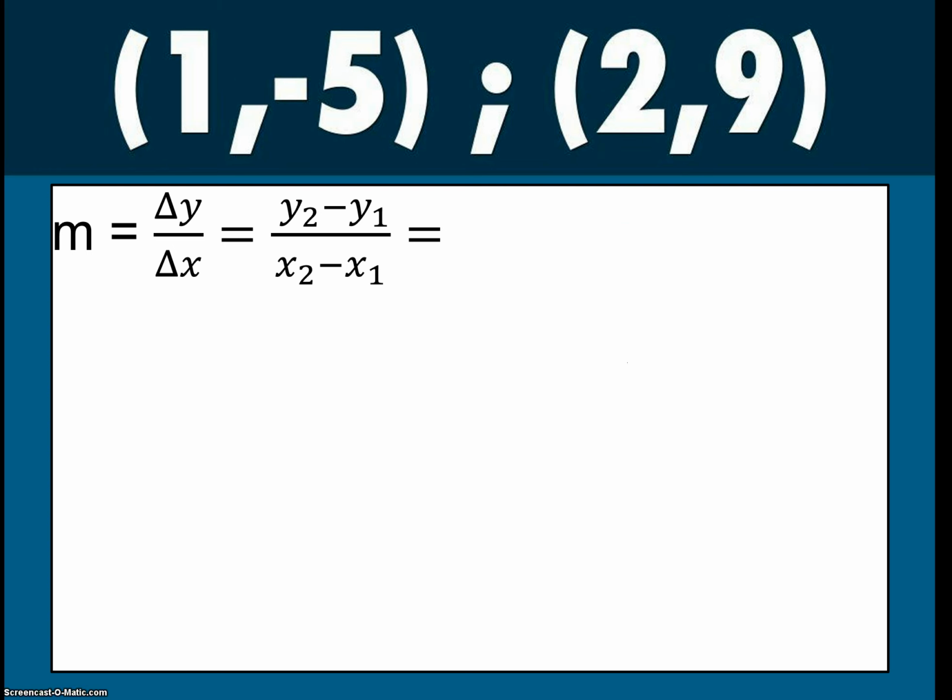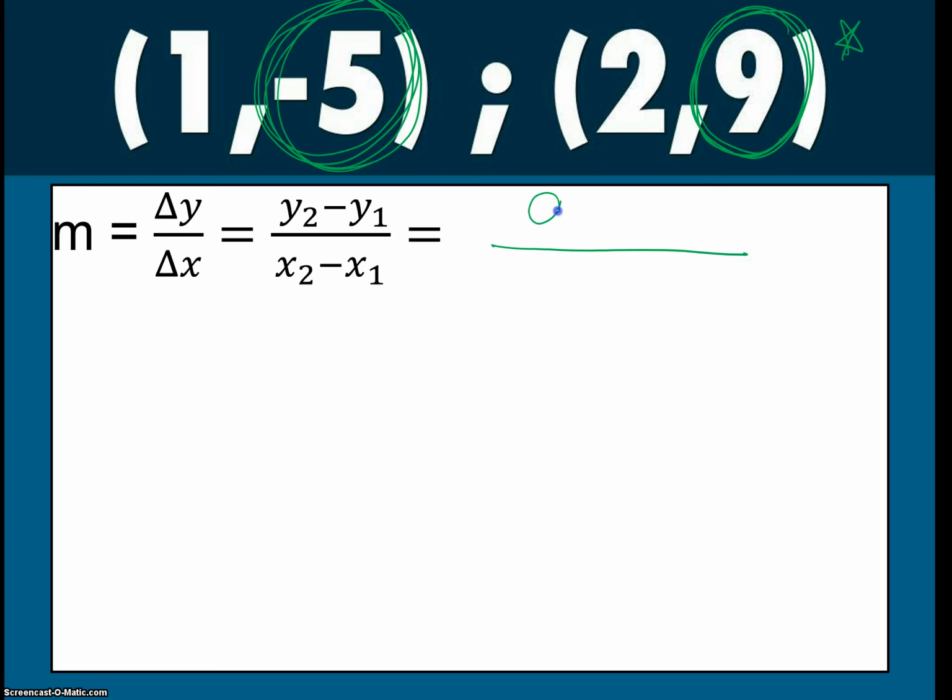Here's another one. I just want to take my y values and ask myself, would I rather do 9 minus a negative 5 or negative 5 minus 9? It doesn't matter which one you start with as long as you stay consistent. I'm going to start with the right one. So I'm doing 9 minus negative 5. And notice how I put parentheses around there so I don't just write one minus sign. And then I have to start with the same set. So 2 minus the other x value is a 1.